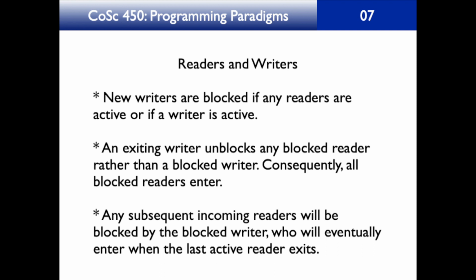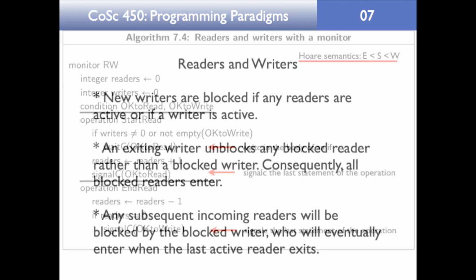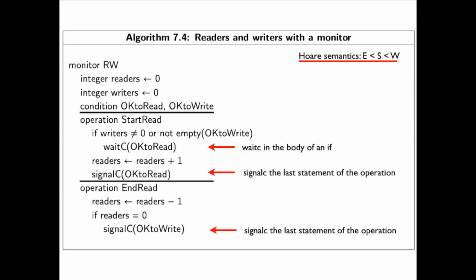Now the third point is that any subsequent incoming readers will be blocked by the blocked writer, who will eventually enter when the last active reader exits. So let's see what happens if a subsequent incoming reader tries to enter when there is a blocked writer. Here let's go to the code for start read. If a reader comes in, if writers is not equal to 0, so if there is an active writer, or a writer is blocked, or not empty, OK to write. Or if a writer is blocked, then the reader is blocked because it executes wait C OK to read.